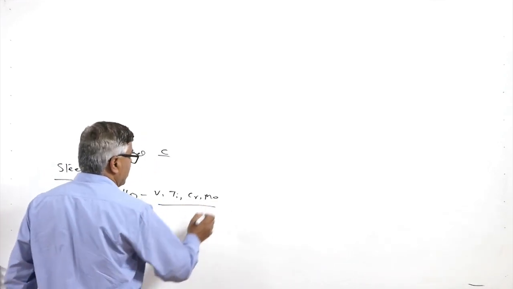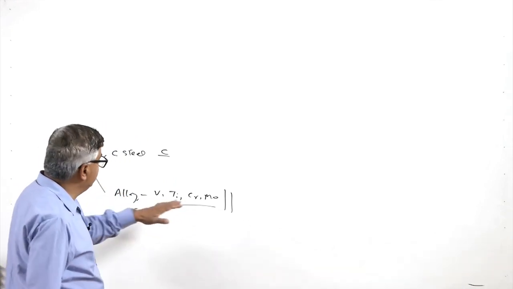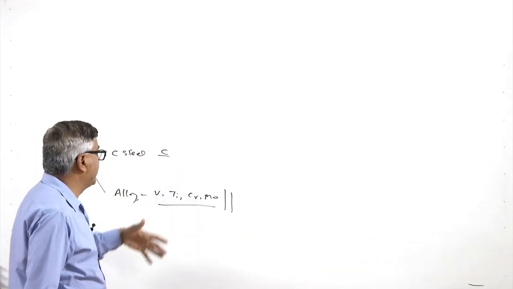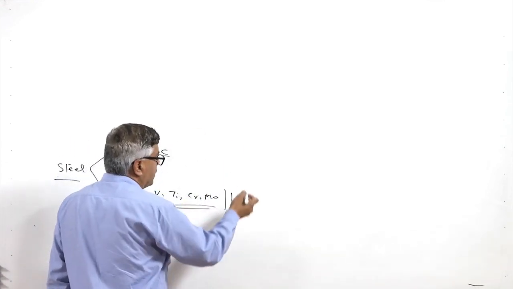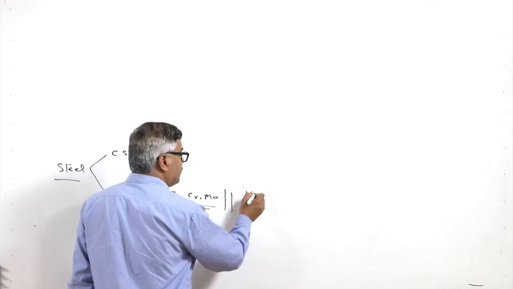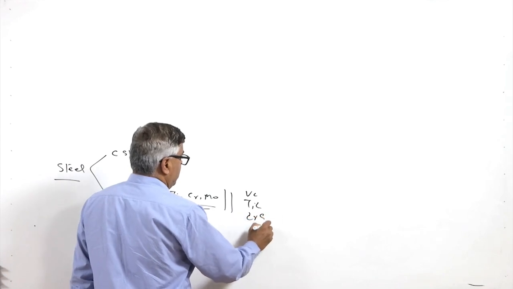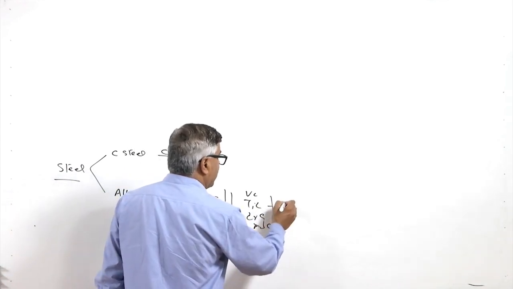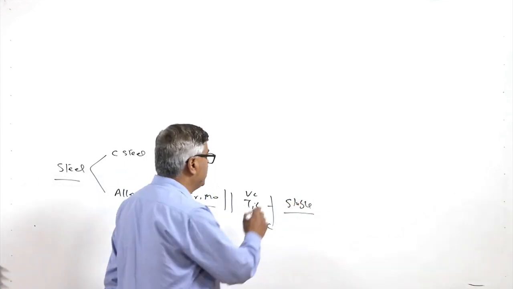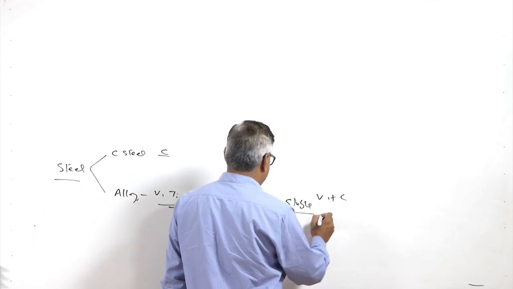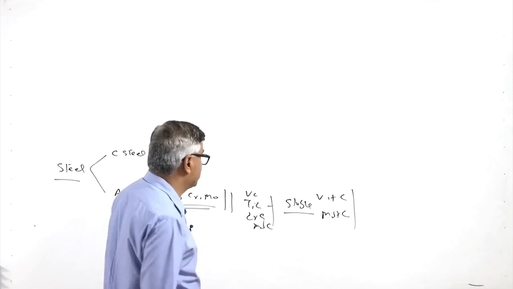These elements have a good affinity with carbon, and their affinity is even greater than that of iron towards carbon. Because of this greater affinity, they easily form their carbides like TiC, VC, chromium carbide, and molybdenum carbide. These carbides are very stable, they do not decompose into elements like V plus C or Mo plus C. They remain stable, and they need a longer time to get destabilized.